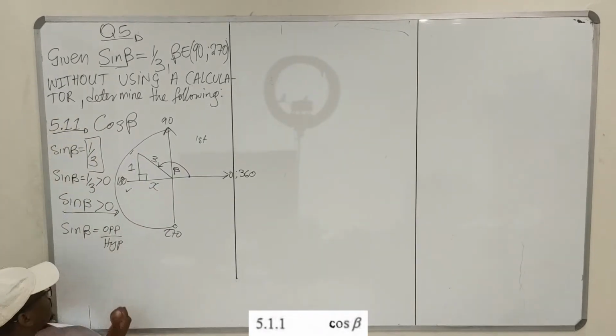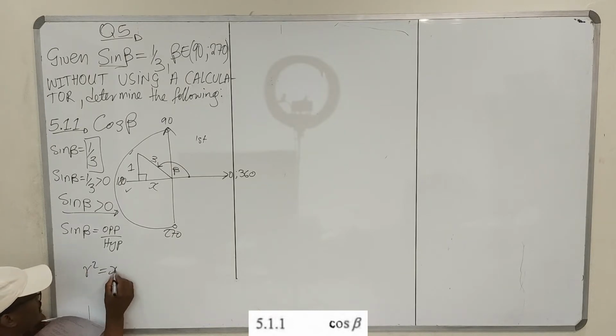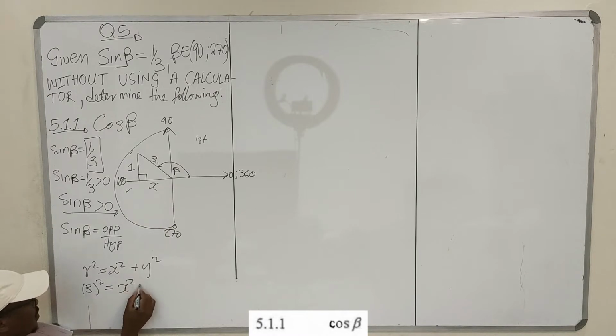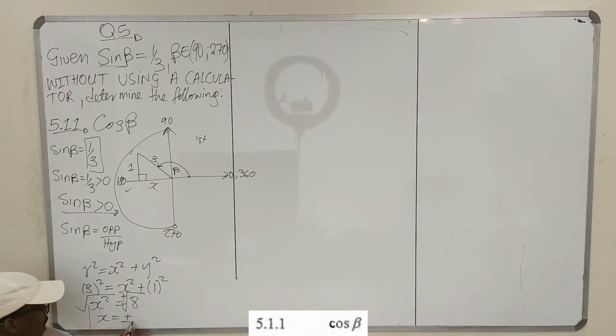How do we get this? You say r squared is equal to x squared plus y squared. R is your hypotenuse, which is 3 squared, is equal to x squared, which is what you're looking for, plus y squared, which is 1. So you will get that x squared is equal to 8. Then take the square root, plus or minus. The x is equal to plus or minus the square root of 8, which is 2 root 2. So this is your answer.